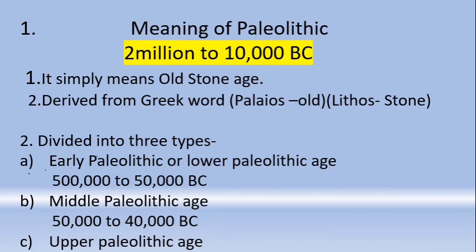So again we'll start with the middle Paleolithic age. Let's see the time periods. The time period is from 50,000 to 40,000 BC. Now what characteristics can we find in the middle Paleolithic age? Number one, we found here the word called flake. Okay, flakes we found here.